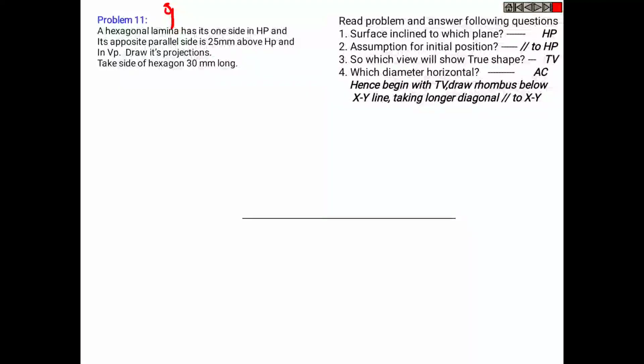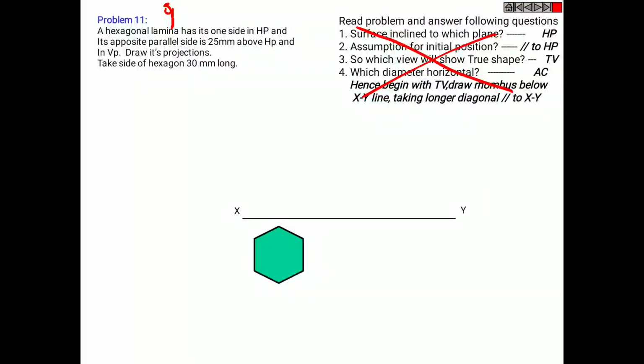So surface inclined to which plane? To HP. Assumption for initial position: parallel to HP. So which view will show you the true shape? Top view. So which diameter horizontal? This is for your previous one. It's telling you the diameter, so it's not applicable. So in the same way, you need to mark XY and draw a hexagon in the HP. Take the positions before that, mark the points A, B, C, D, E and F.